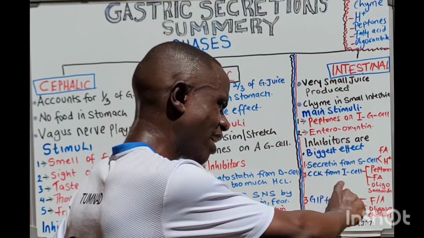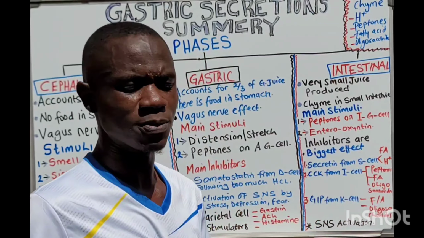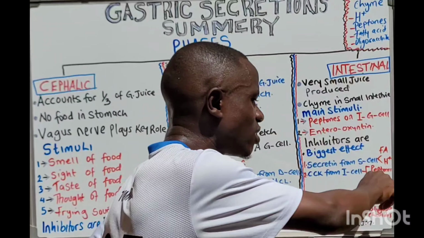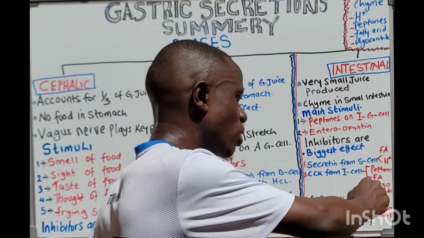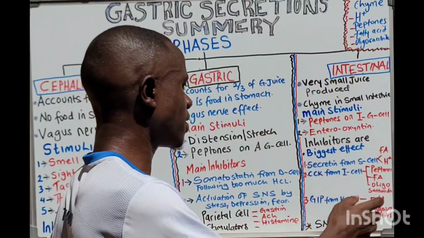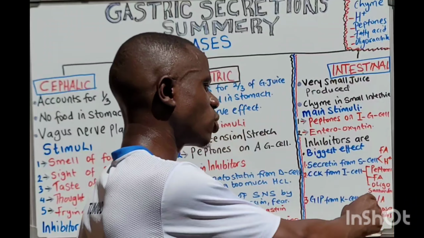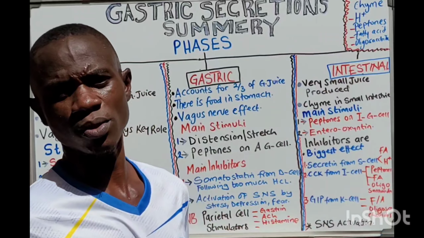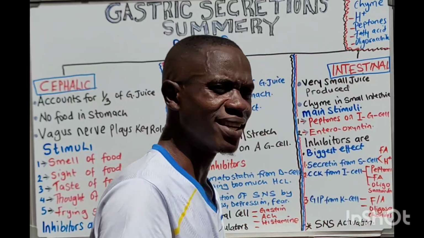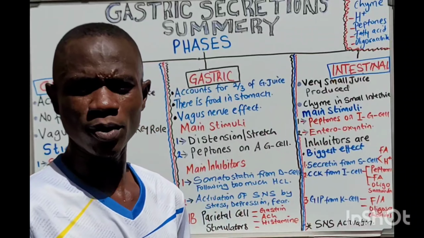We also have some other kind of cells which we call the I cells. These I cells are sensitive to what we call peptones. They are also sensitive to what we call the fatty acids, and even also what we call oligosaccharides. What happens is that these kind of the molecules are going to be stimulating the I cell, leading to the production of what we call cholecystokinin. Now, cholecystokinin is super very important.